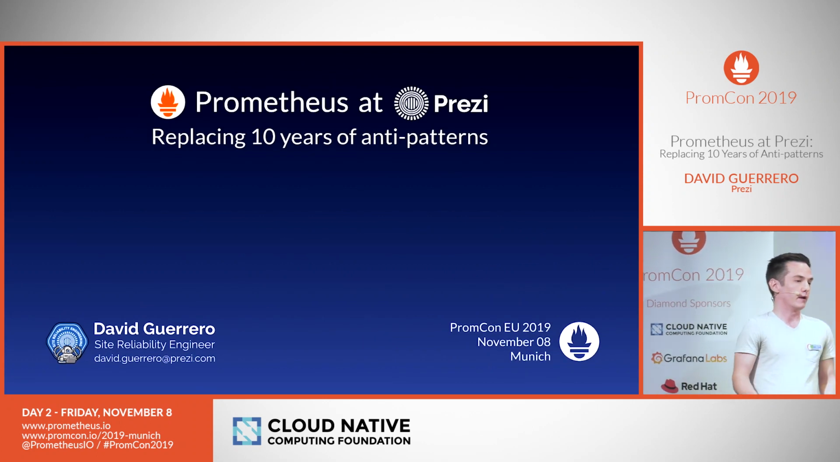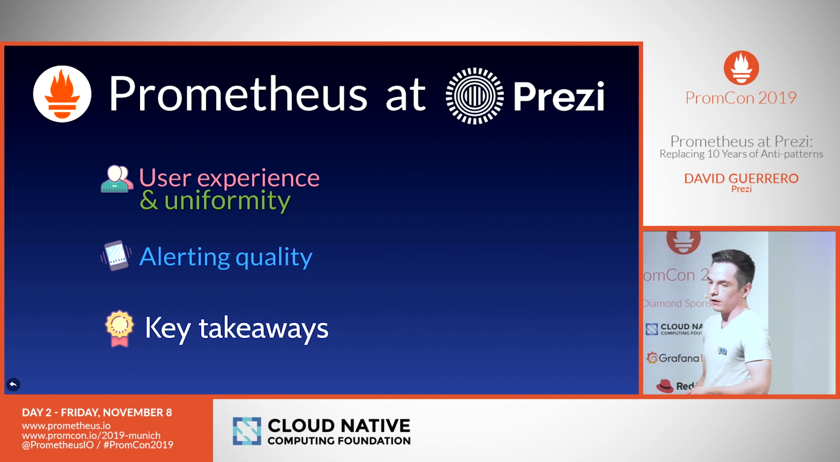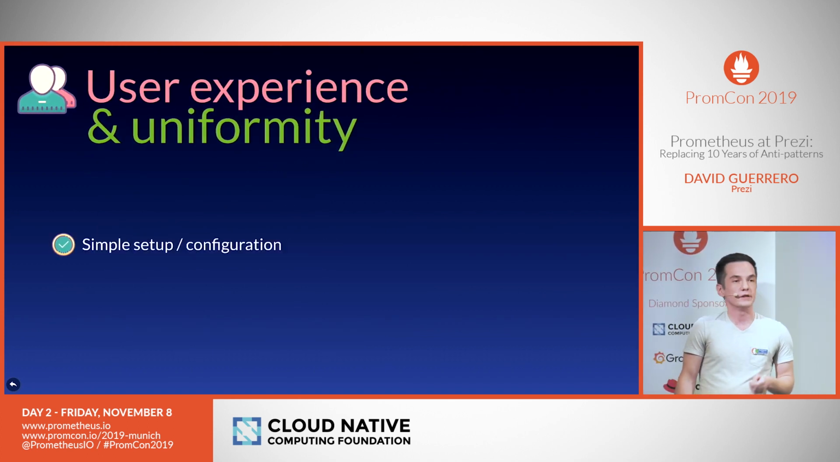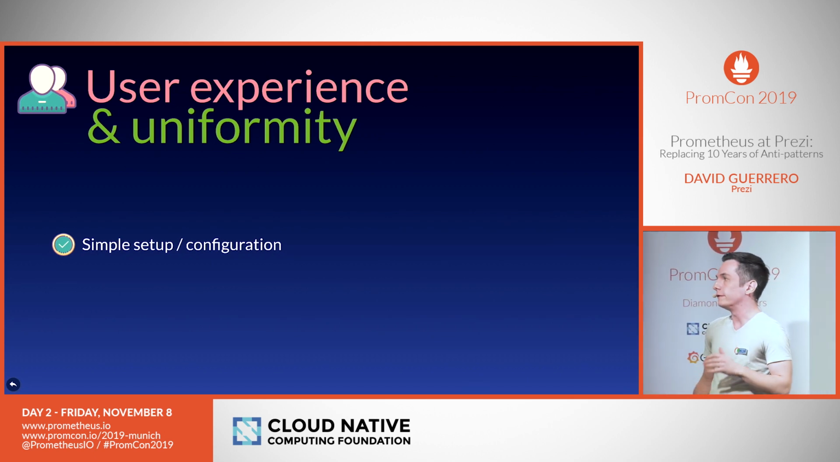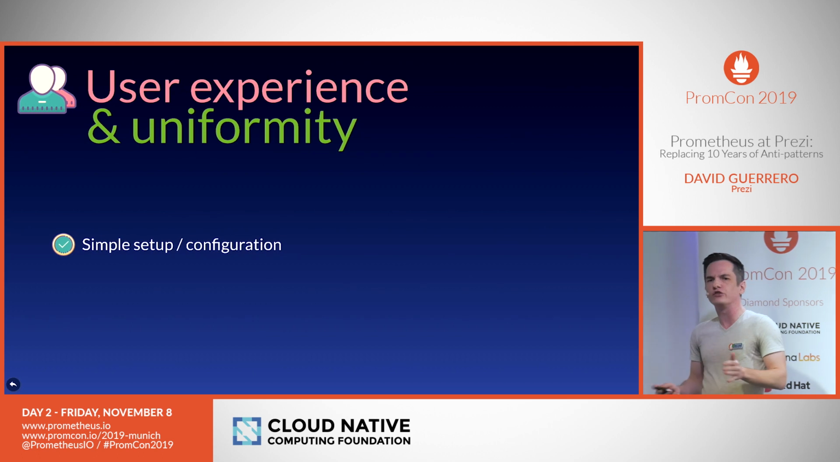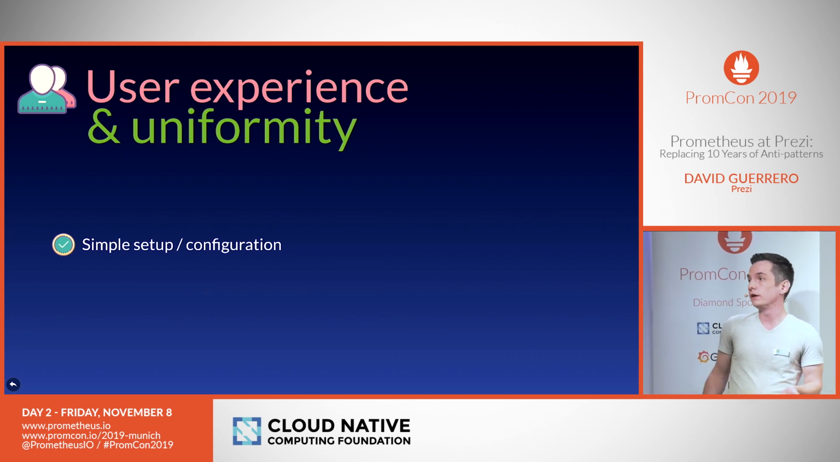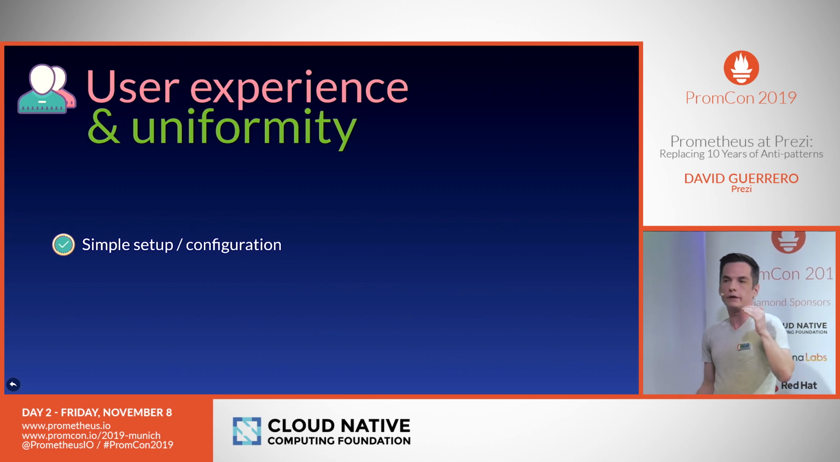And so finally, how did we fare against all of these goals? So for user experience and uniformity, the simple setup and configuration was really appreciated. Before, as I said, we defined stuff in Chef, and it used to take us 2 or 3 days for one person just to set up monitoring, alerting, dashboards, if they create a new service. Now, if they create a new service, they don't have anything to do, it's already there. Just add a few lines of alerts if you want, and that's it.